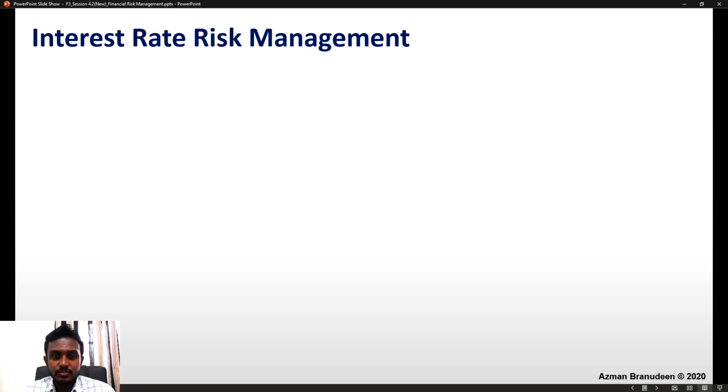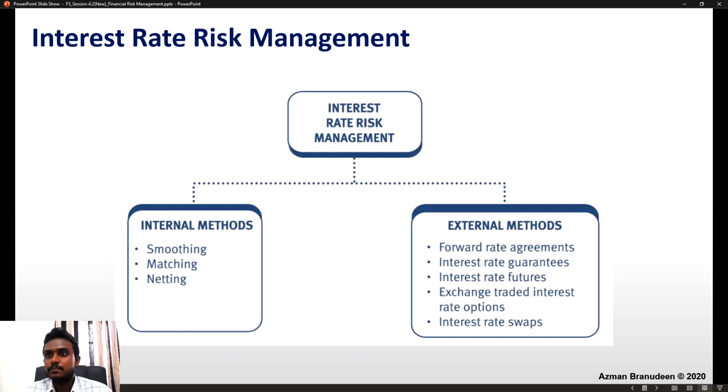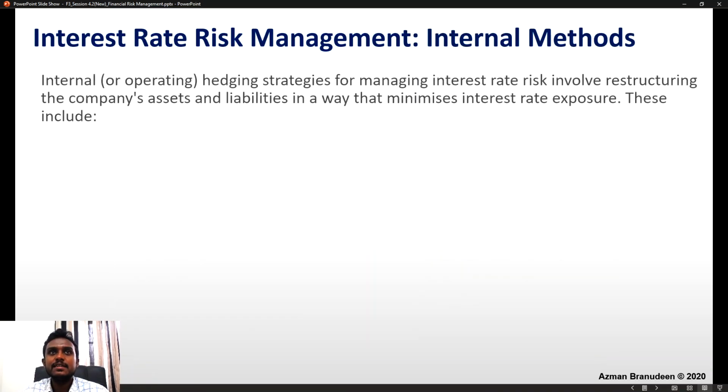How do we manage interest rate risk? Quite similar to how we have exchange rate risk management, we have internal and external methods here. Internal or operating hedging strategies for managing interest rate risk involve restructuring the assets and liabilities in a way that minimizes this exposure.